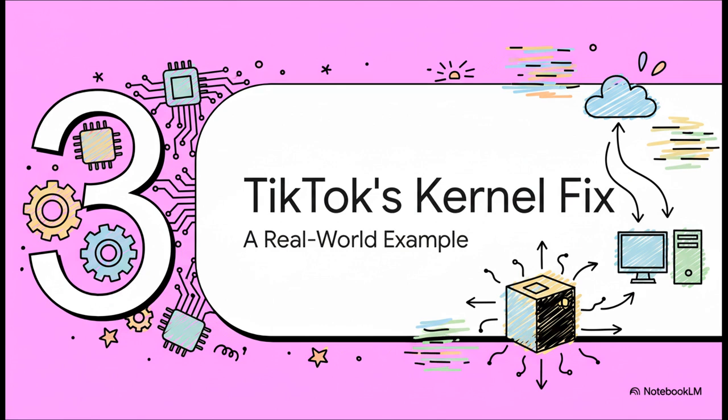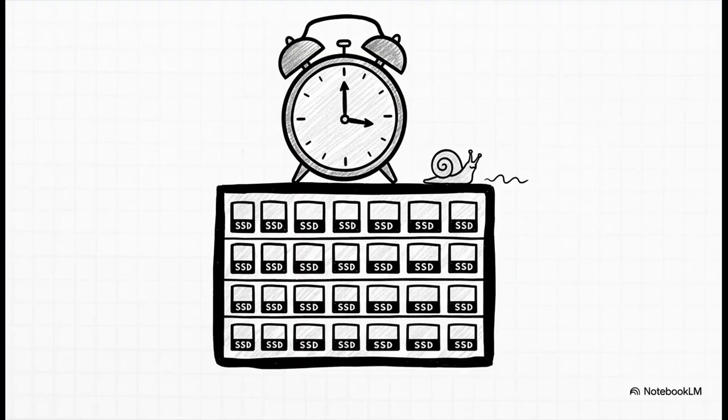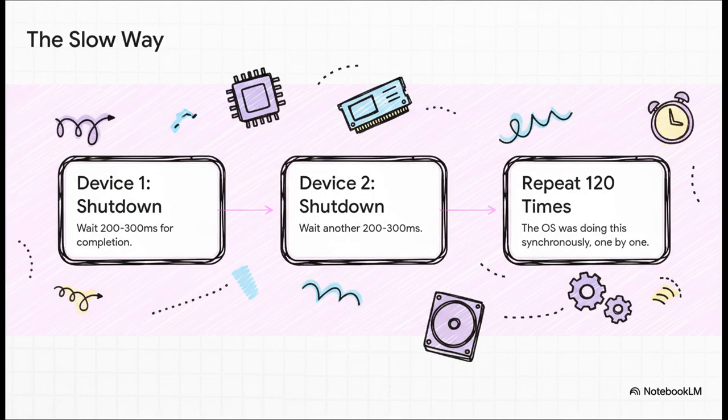This one comes from TikTok's parent company, ByteDance. So here was the problem they were facing. They had this monster computer with 120 hard drives packed inside, but every time they needed to shut it down, it was taking forever. Just way too long. And here's why. The operating system was telling each of those 120 drives to shut down one by one.